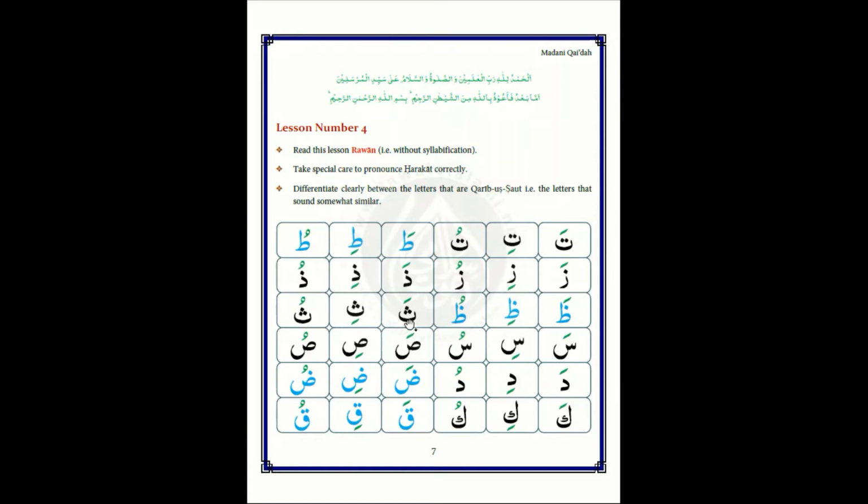You remember that tha and sin we need to differentiate by the whistle noise. Whistle sound should not be coming while you are pronouncing this letter, that is tha, and then this one is full of whistle. Sin zabar sa, sin zer si, sin pesh su. Again, we need to differentiate between sin and sod. So sod zabar sa, sod zer si, sod pesh su.